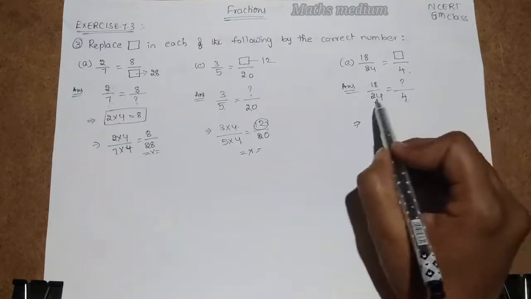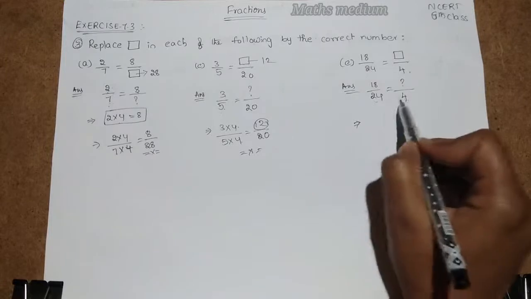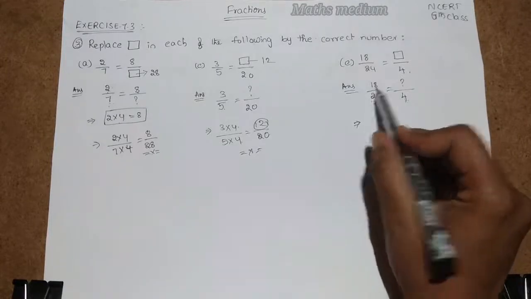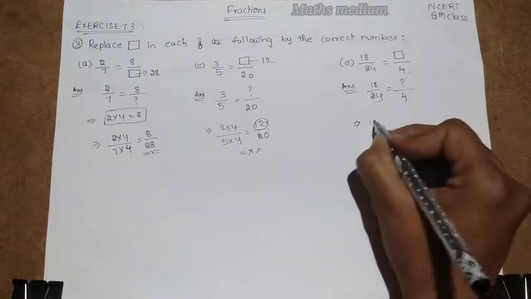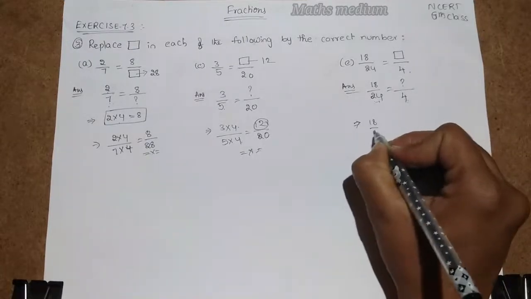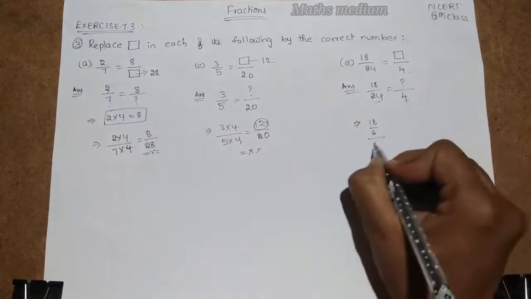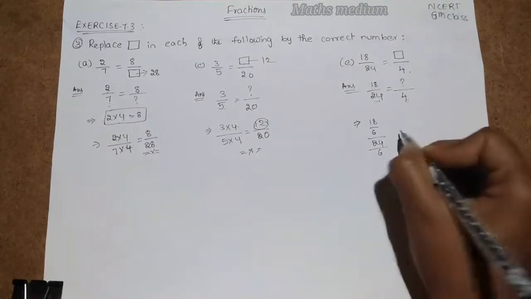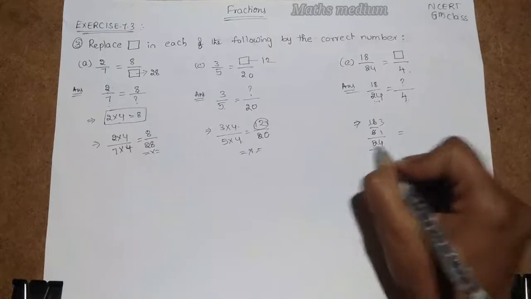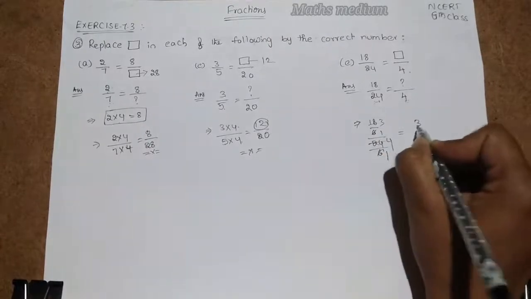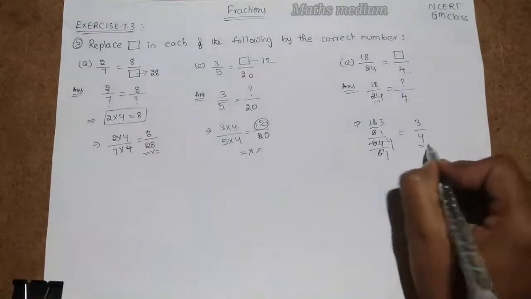In the fourth table, how do we get 24? 4 6s are 24, right? Both numerator and denominator are divided by 6. 18 divided by 6. Similarly, 24 divided by 6. So 6 1s are 6, 6 3s are 18, 6 1s are 6, 6 4s are 24. So 3 by 4. You are getting confused, right?